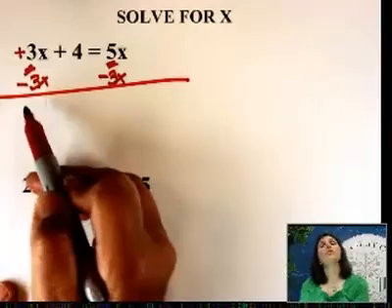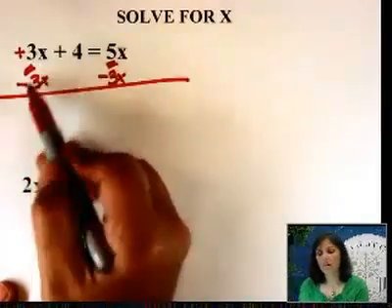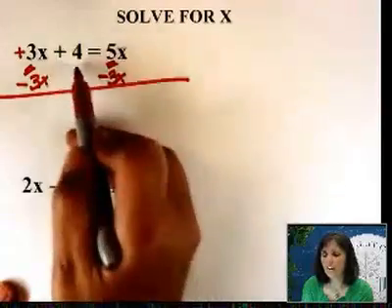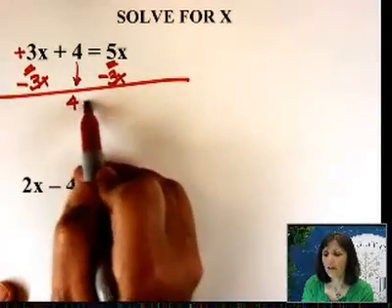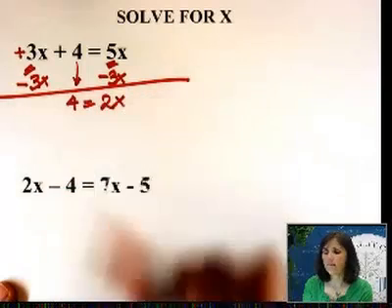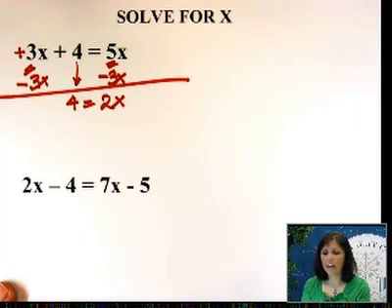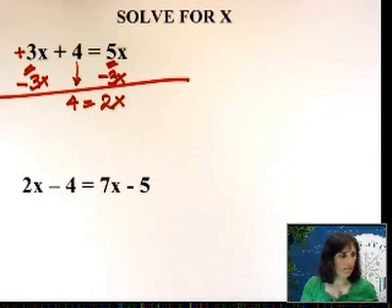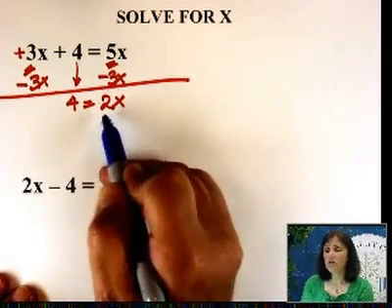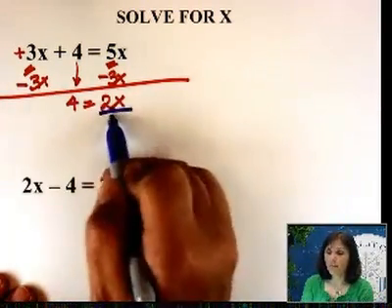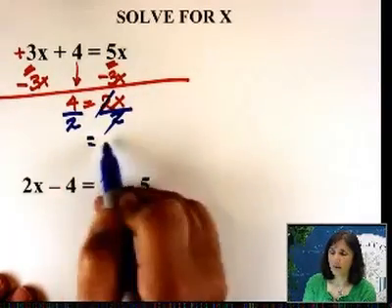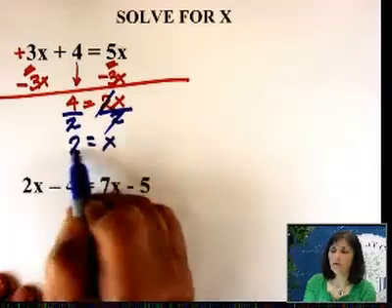And I'm going to use the distributive property. 3 minus 3, that's 0. So that's 0. It's gone. Then you have the 4. And here you have 5 minus 3, that's 2x. Now that was the addition property. Now I'm going to use the multiplication property. Coefficient of x is 2. It's multiplying. You can divide both sides by 2. And you end up with x equals 4 divided by 2, 2.